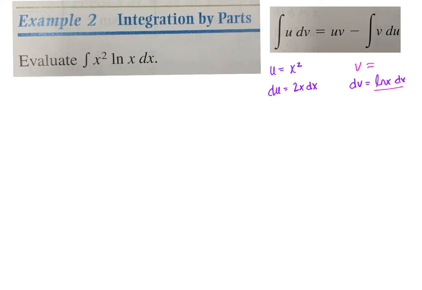Now, derivative of ln of x is 1 over x, right? But if I have a dv, I have to take the antiderivative. What's the antiderivative of ln of x? We have a problem. So if we set it the other way, u is ln of x. Du, we know that derivative, right? So that would make my dv my x squared. The antiderivative of x squared, while it's not pretty, at least we know it, right, is x cubed over 3.